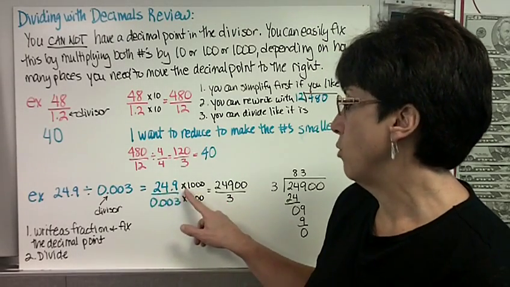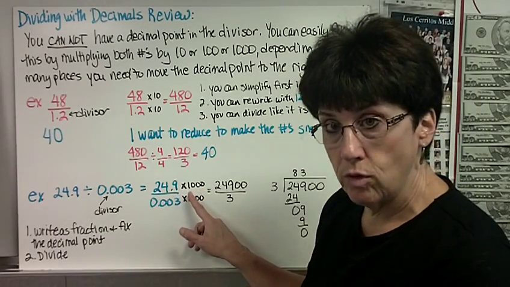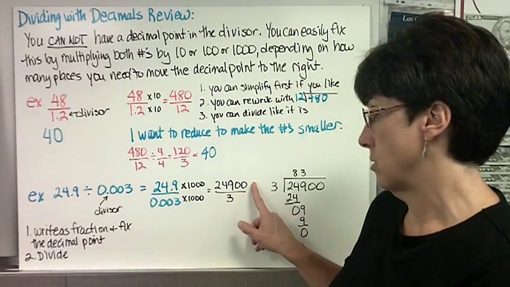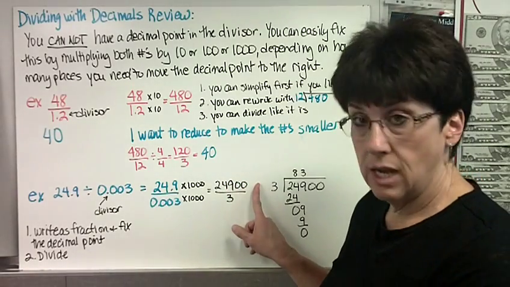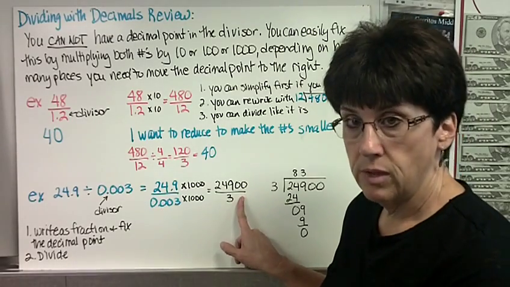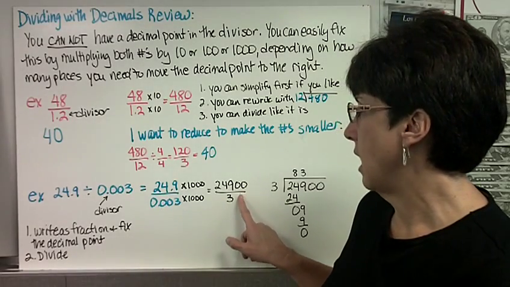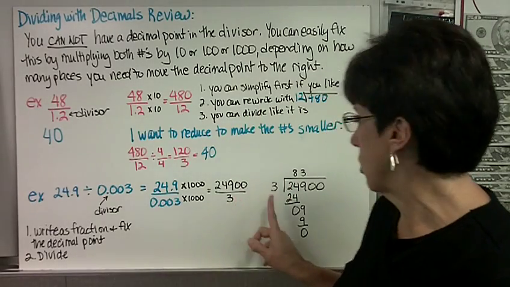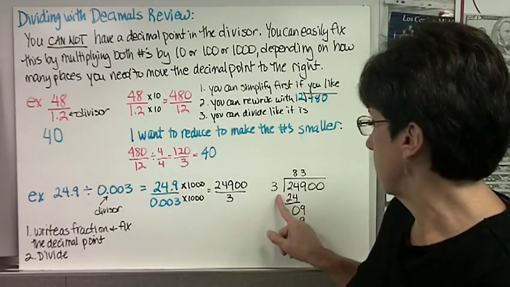So 24.9 times 1,000, I'm going to move the decimal over 3 places. Well, I move it over 1, and then I have to add zeros. So I have 24,900 divided by, move this over 3 places, 3. Now for this one, I have all these choices again. I don't want to divide it. I'm just going to rewrite it like a problem like this, okay?